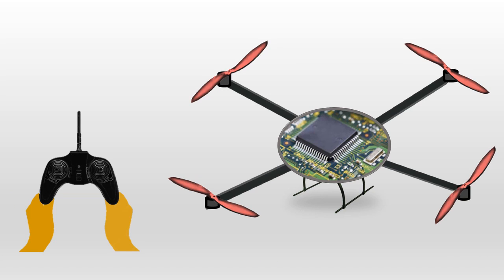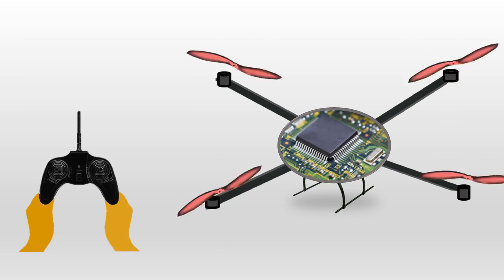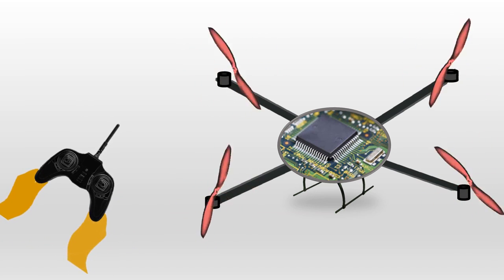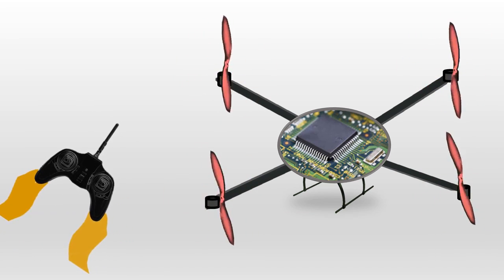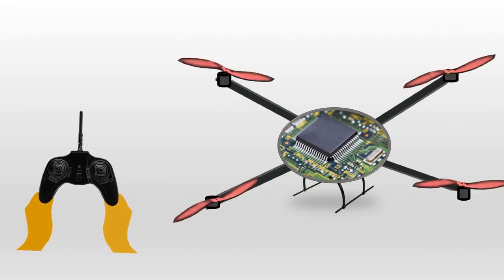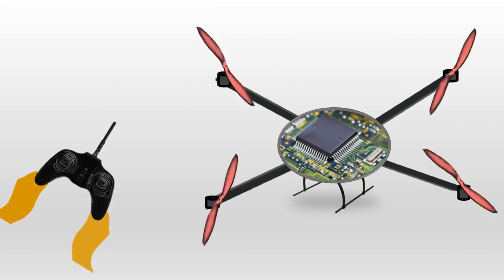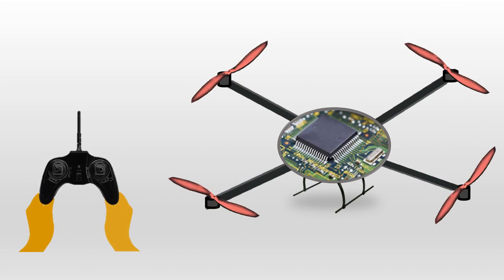Let's consider this example of a quadcopter where an input device can be a wireless remote controller sending RF signals to the receiver which is sitting on the quadcopter, which in turn controls the four rotors on the four sides, therefore controlling the flight of the quadcopter.